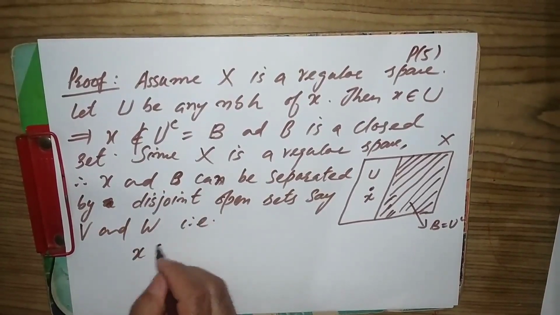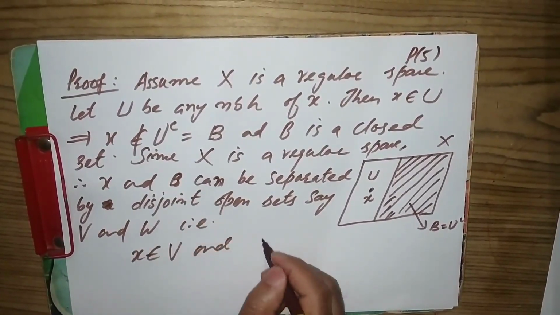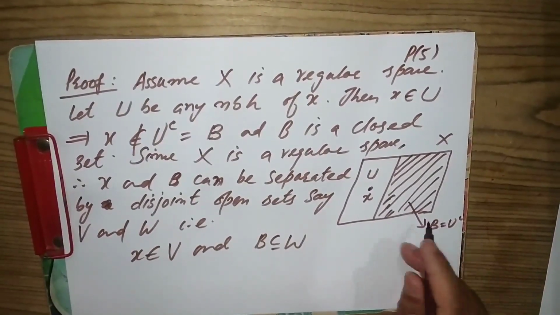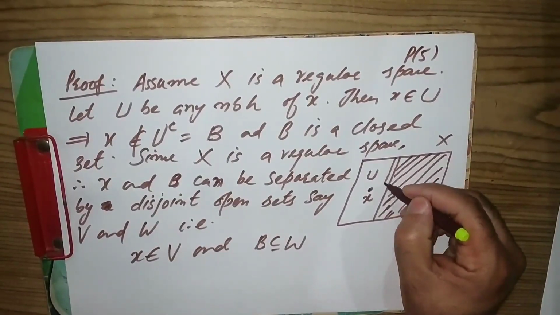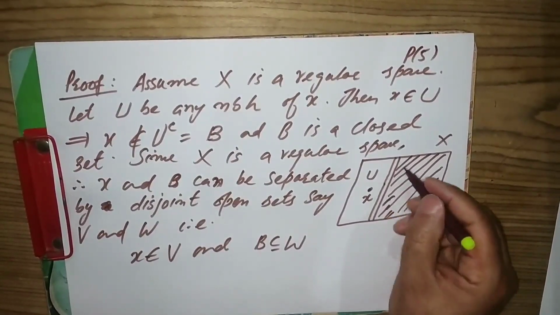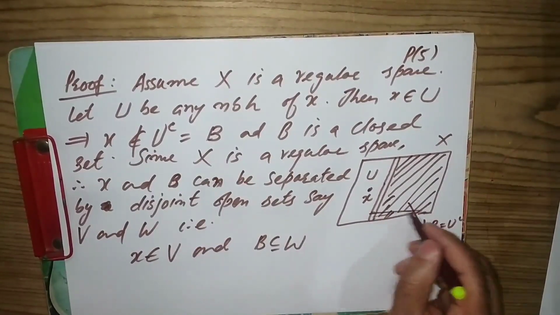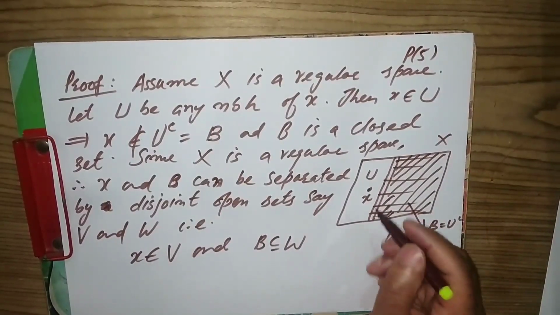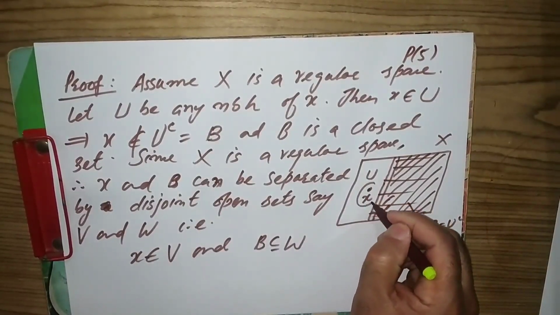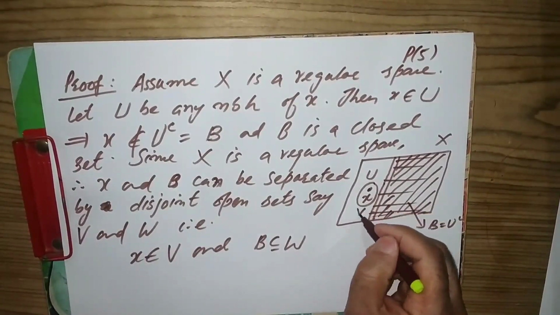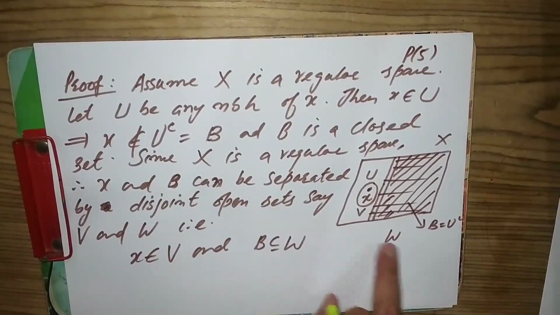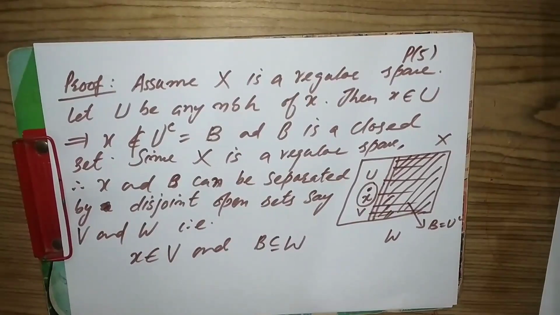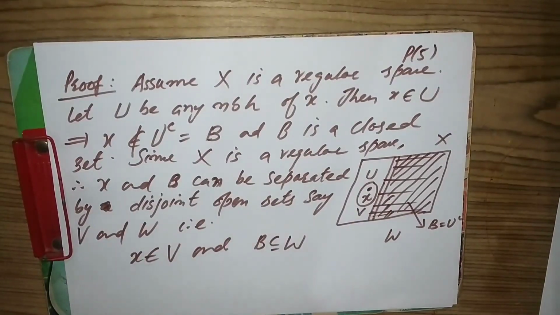That is, X belongs to V and B is a subset of W. So W is bigger than B. This whole is W, and V is somewhere here. They are disjoint. This is V. So V and W are disjoint open sets such that X is in V and W contains B. That's the definition of a regular space, because X is a regular space.